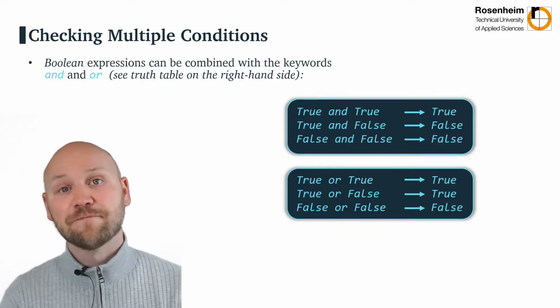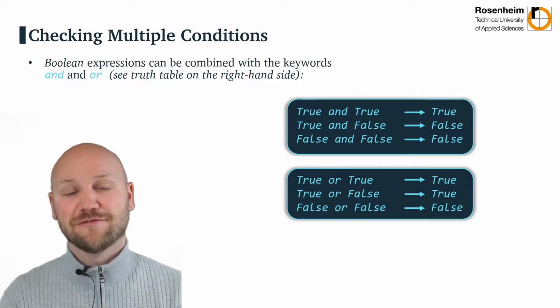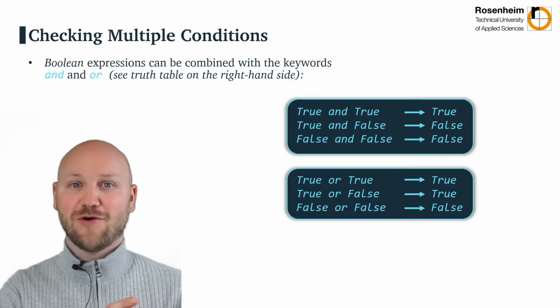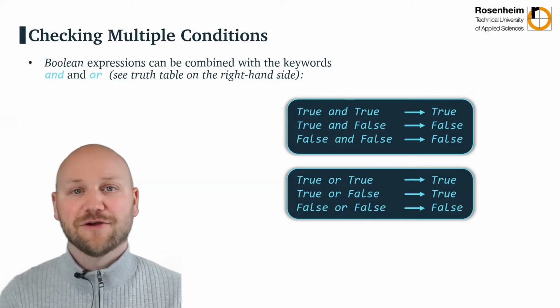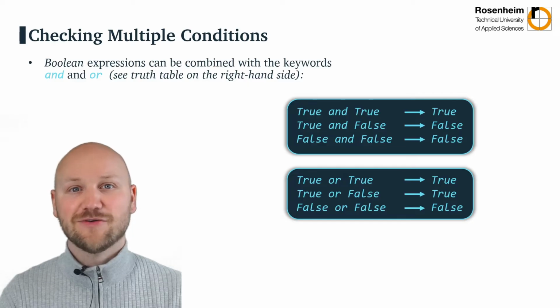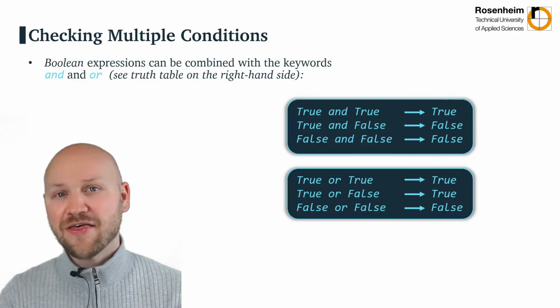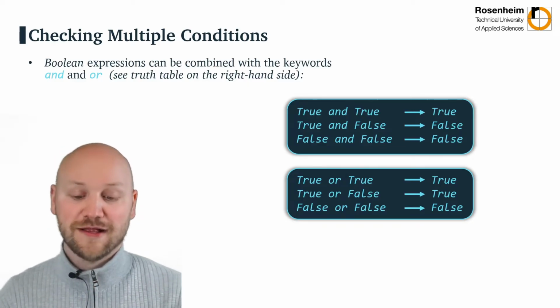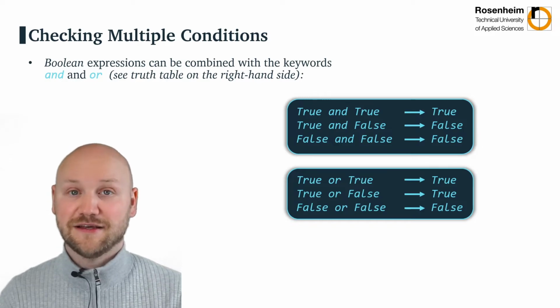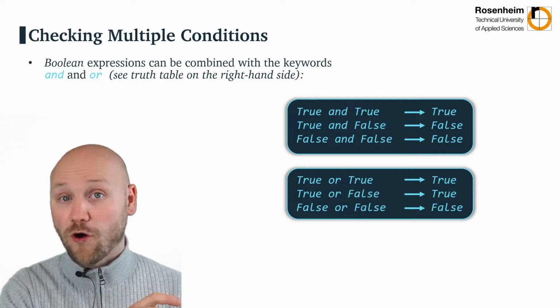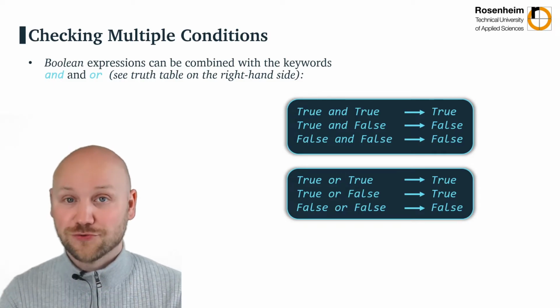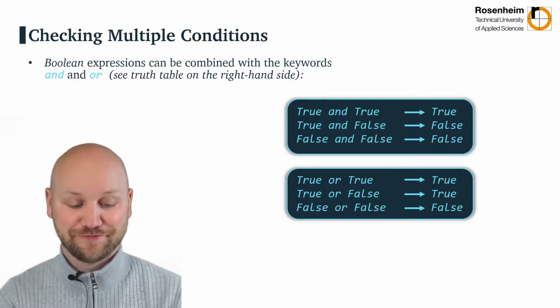But if you are saying that one needs to be fulfilled, either male or, that's the keyword, or being over 18, then it doesn't matter what the other condition is. If the one is true, then it's finalizing to be true. So true or true is true, true or false is now also true because one side was true.